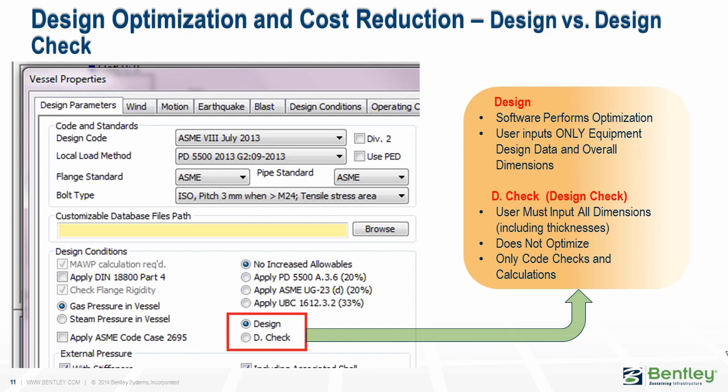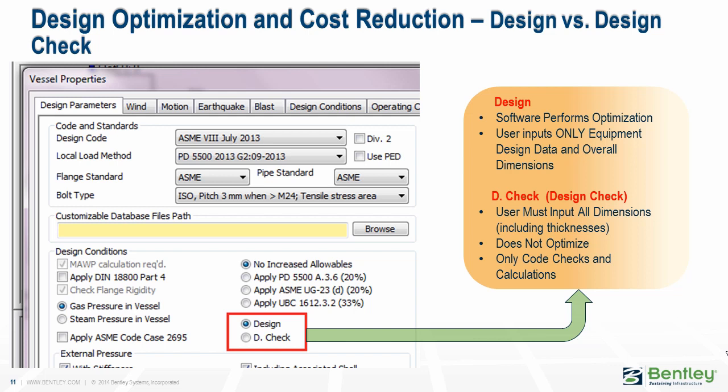The Vessel Properties dialog box in AutoPIPE Vessel has the Design and D-Check options. The Design option, which is set as default, is one where the software performs the complete design and optimizes every pressure-retaining component based on basic user inputs like length, diameter, and design conditions for the equipment. At the end of the calculations, the software alerts the user with errors and warnings for necessary action.